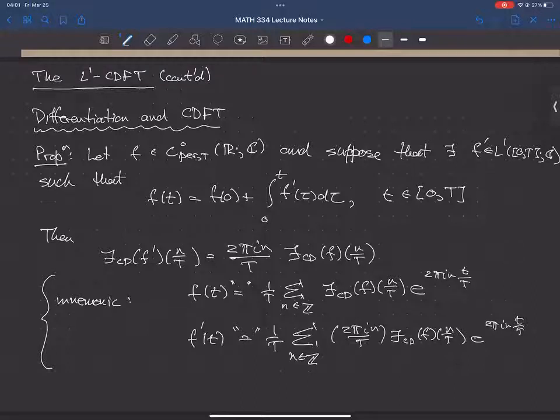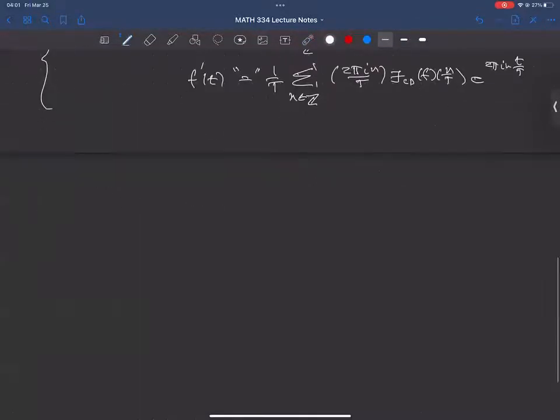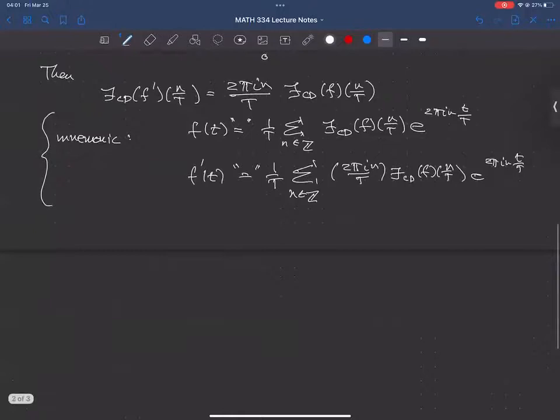Okay. And so then, by the same justification that we wrote this formula, we can conclude that these must be the components of the CDFT of f prime. Okay, so that's kind of where that formula comes from. But like I said, that's certainly not a proof. We'll do the proof now.